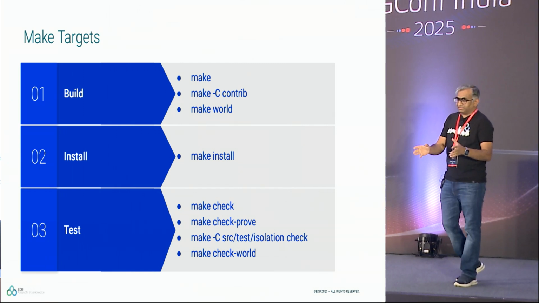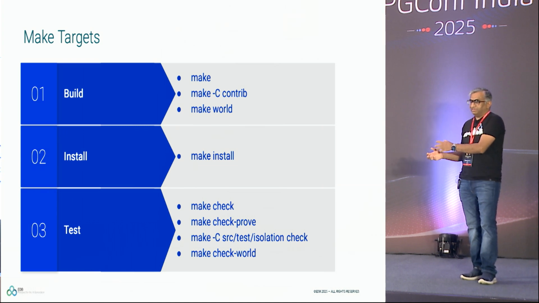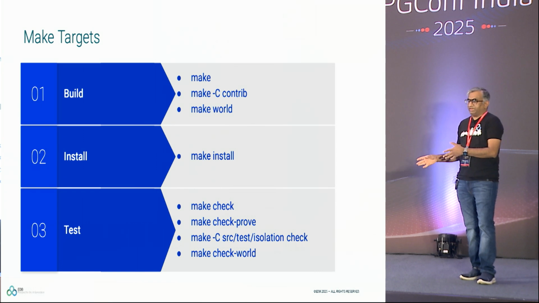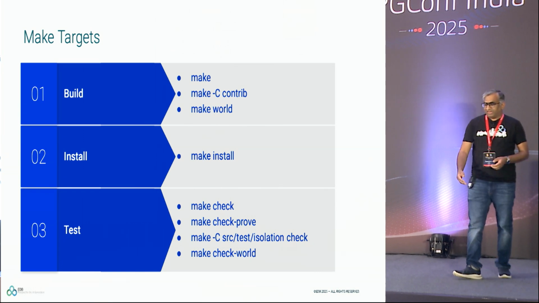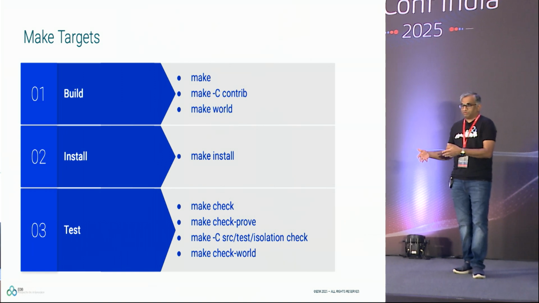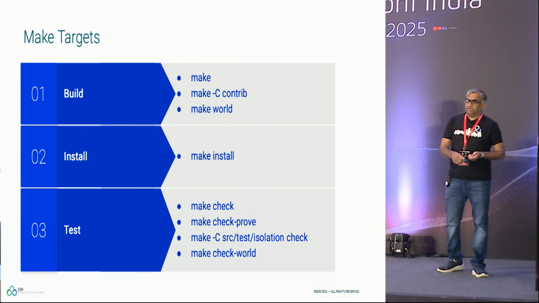And make install is like once you build, your binaries are ready, your shared libraries are ready. To put them into your installation path, you do make install. And the third thing is, to know whether you have installed things properly and nothing is broken, you typically want to run some tests.